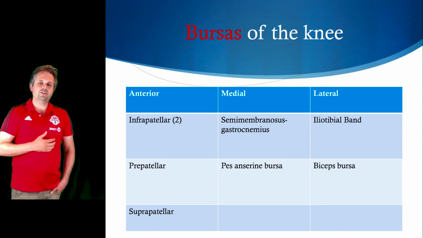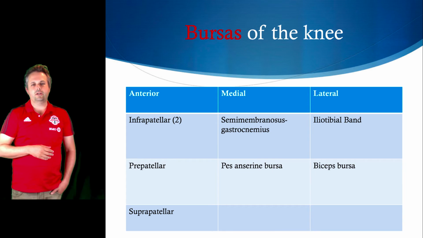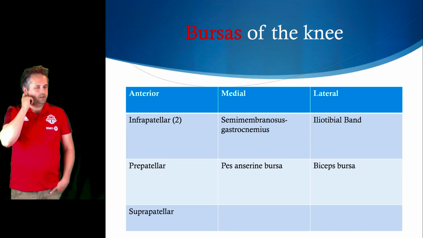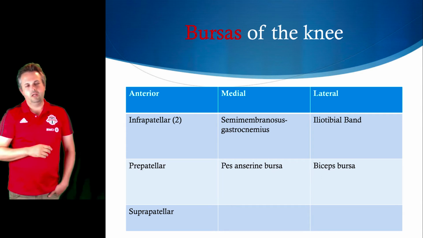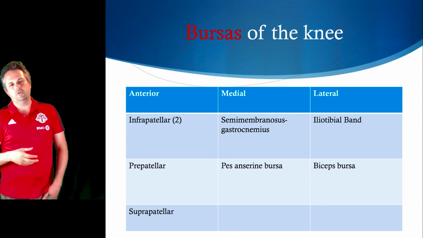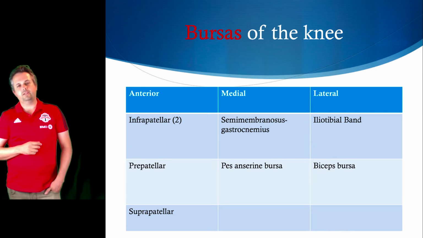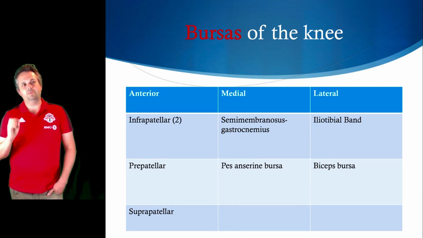Bursas of the knee. There are several bursas of the knee: four at the front, two on the inside, and two on the outside. We're going to mainly focus on the anterior bursa next, but just to let you know, there are bursas that can form between the calf and hamstring tissues, the semimembranosus and gastrocnemius, as well as in between the hamstring tendons and the MCL.